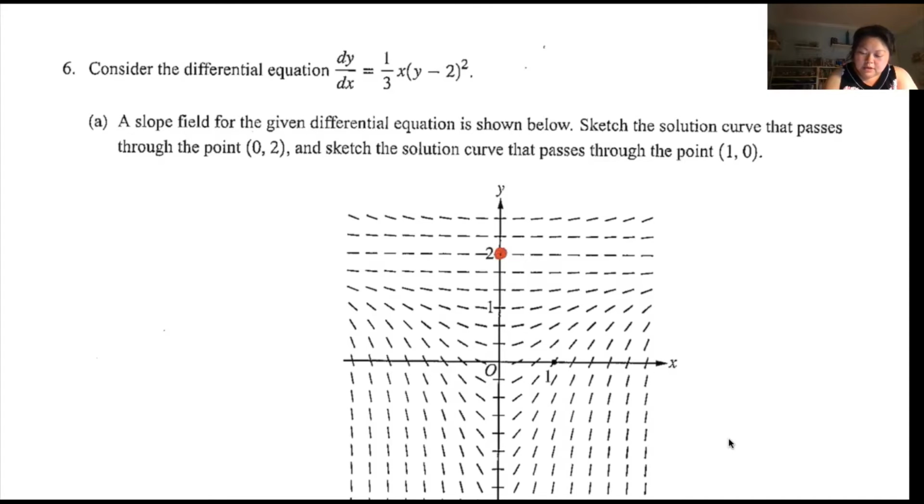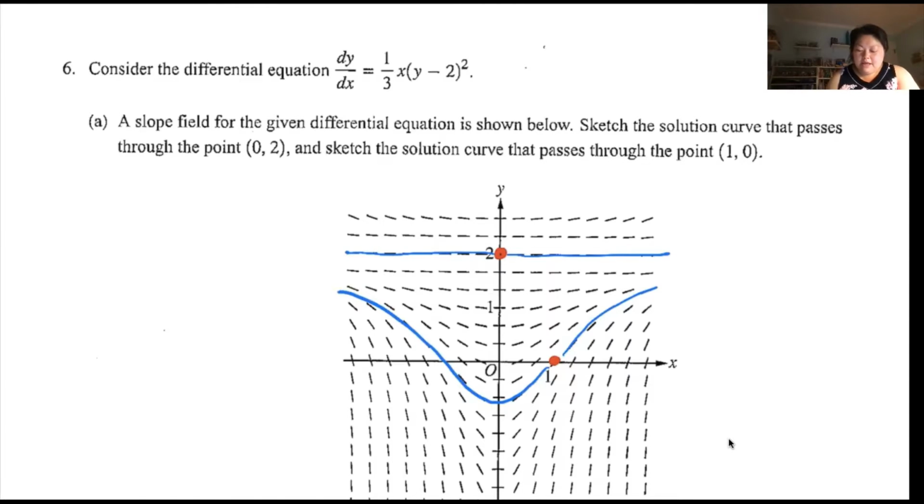And so based on the curve, it looks like your graph is looking something like this, right? It's a horizontal line. That's how the slope is at that point. Okay, how about sketch the curve that passes through (1, 0). (1, 0) is here. So again, if you follow the curve, it looks like it's going this way, coming down, and then going back up, going this way. So two separate curves going through two separate points.